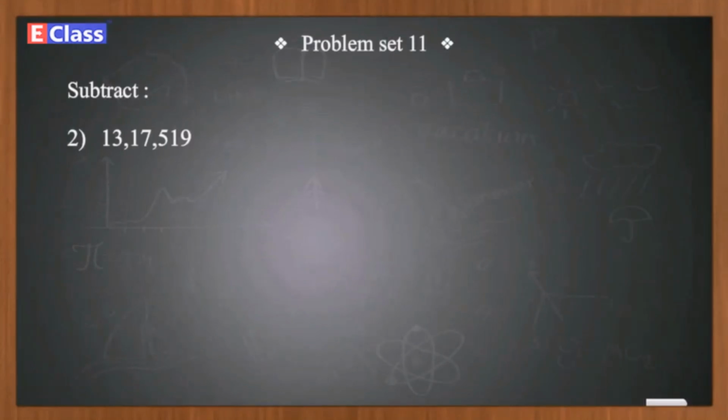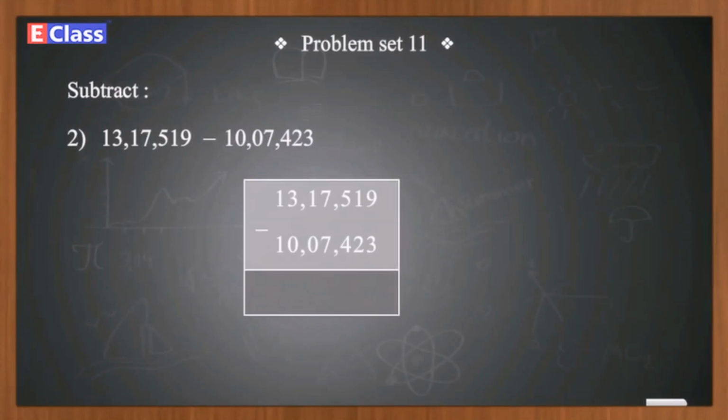13,17,519 minus 10,07,423. First, we subtract the units place. 3 units subtracted from 9 units, the remainder is 6 units. We cannot subtract 2 tens from 1 ten. Therefore, we shall add 100 to both the numbers.